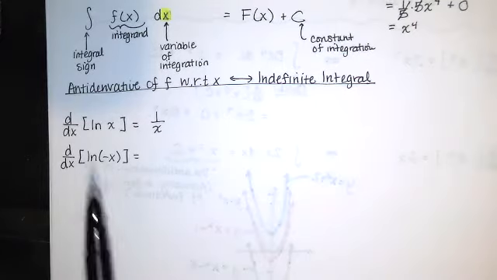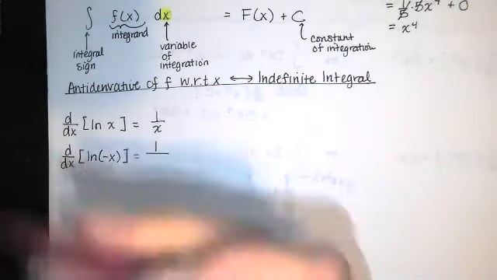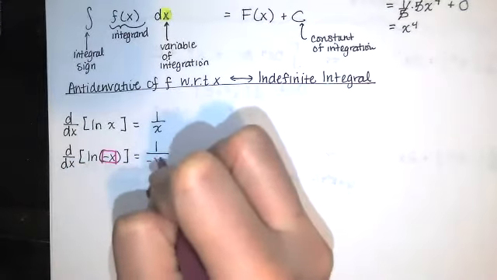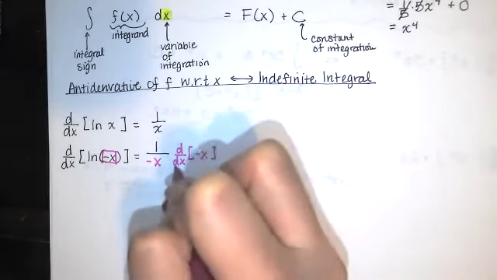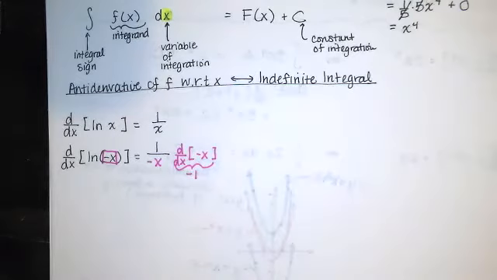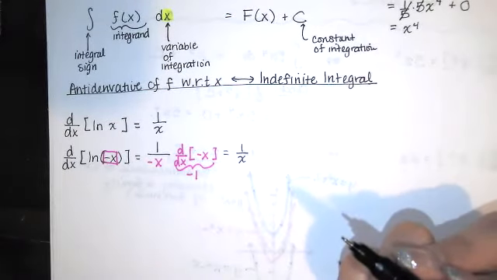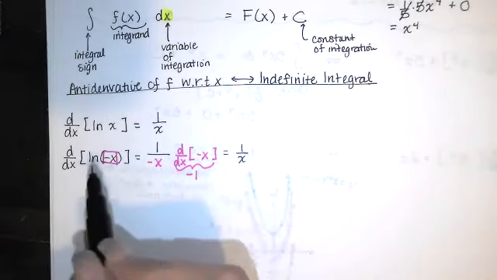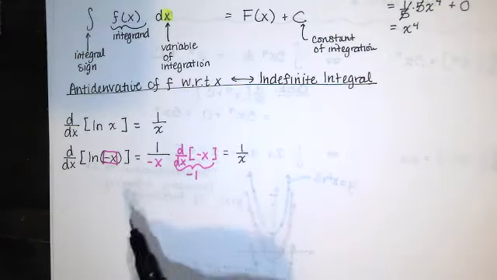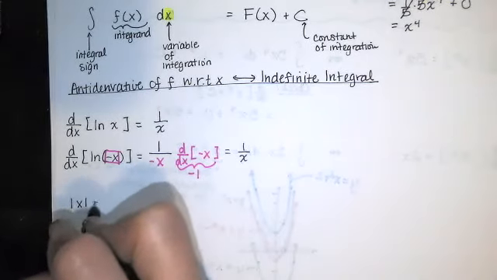So I can take the derivative of this using the chain rule. We get 1 over the inside function, and our inside function is -x. And then we multiply by the derivative of the inside by the chain rule. And we know the derivative of the inside is -1. So I've got 1 over -x times -1. And that's 1 over x. So the derivative of natural log of x is 1 over x, and the derivative of natural log of -x is 1 over x. Now I'm going to put these two pieces together and remember this fact.